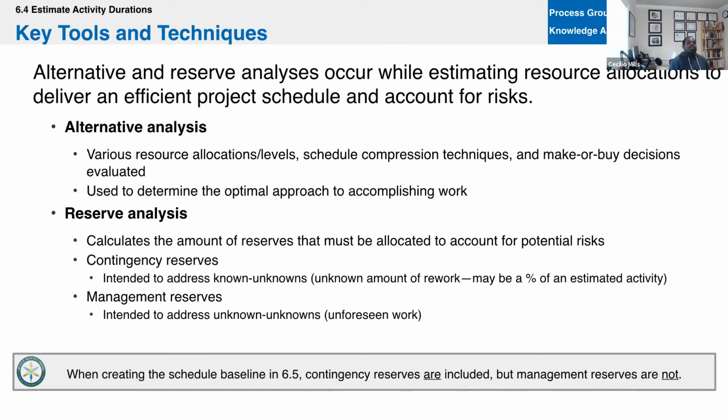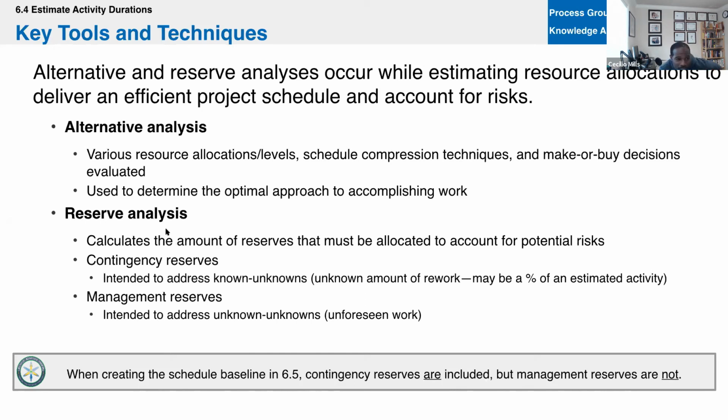There's also the alternatives analysis when we estimate the durations. And this makes sense too. This is sort of like, well, what if we used a senior engineer versus a junior engineer? Or what if we used heavy machinery instead of manual labor? What if we outsource this versus insource this, et cetera, et cetera. You see some other stuff here. What if we compress the schedule? What if we fast track? Things like that. So that's the alternatives.